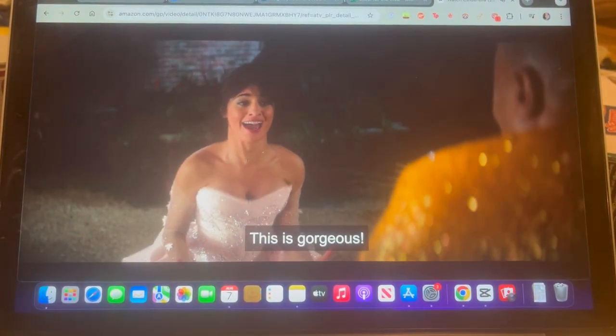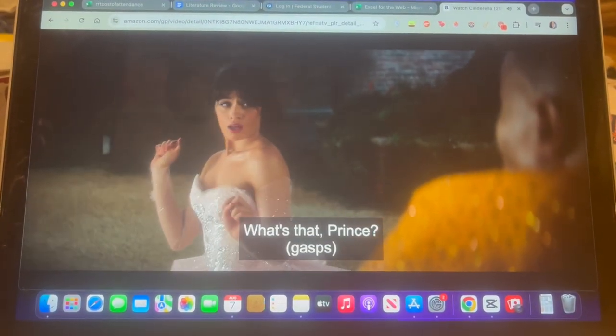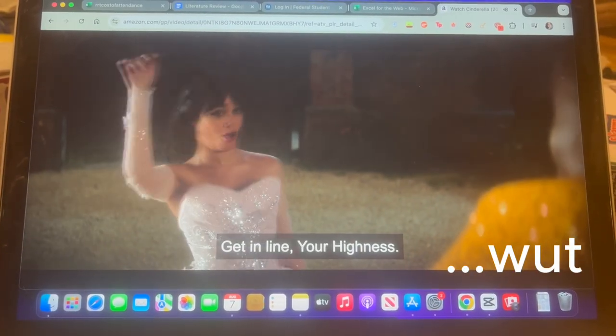This is gorgeous! Yes, future queen, yes! What's that, Prince? You'd like to dance? Get in line, Your Highness.